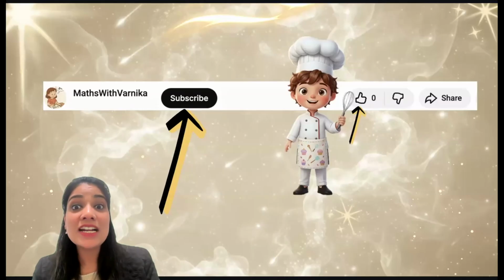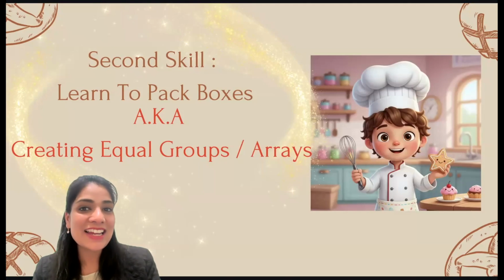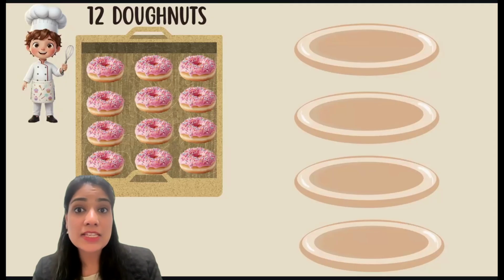Let's continue with our second skill. That is learning to pack boxes, meaning creating equal groups and arrays to understand division. Chef Lola has baked 12 donuts and she wants to distribute them equally into 4 plates. How should she go about doing that?